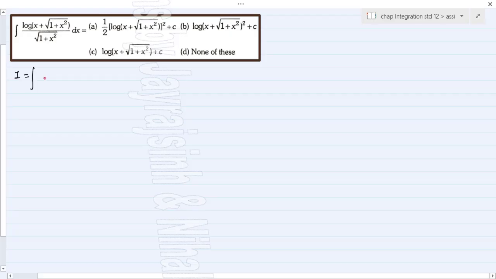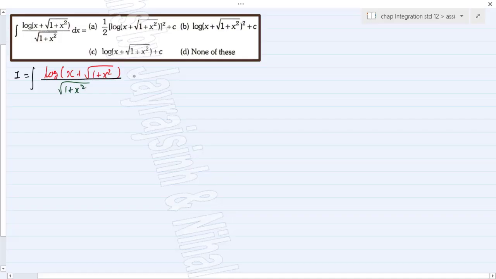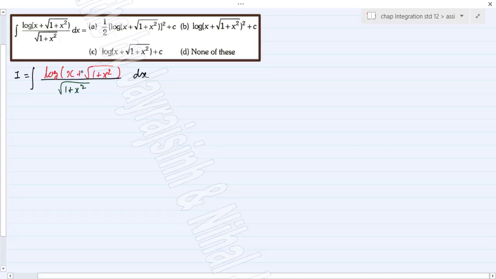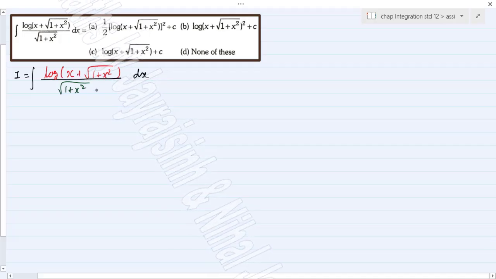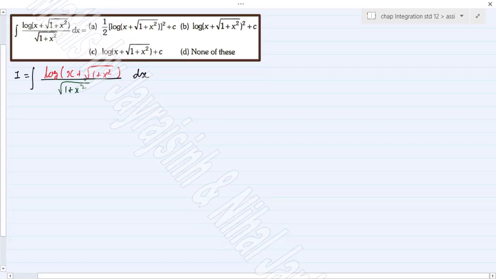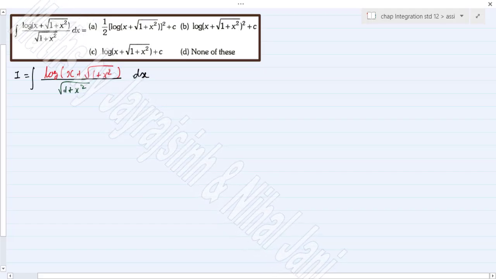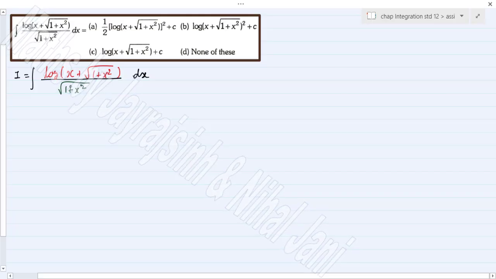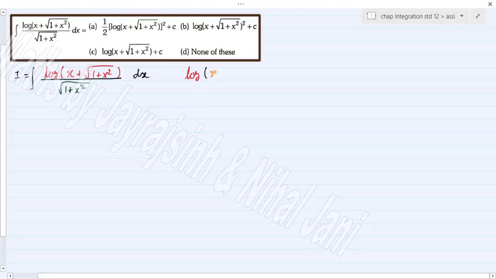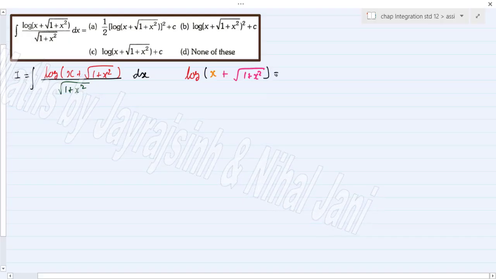Here we have to integrate log(x plus under root of 1 plus x square) upon under root of 1 plus x square. Here in numerator we have log of x plus under root of 1 plus x square, which is actually integration of 1 upon under root of 1 plus x square. So we can say differentiation of log of x plus under root of 1 plus x square is 1 upon under root of 1 plus x square. It suggests that we have to assume log of x plus under root of 1 plus x square as a t.